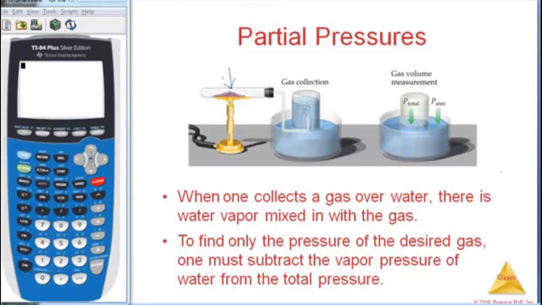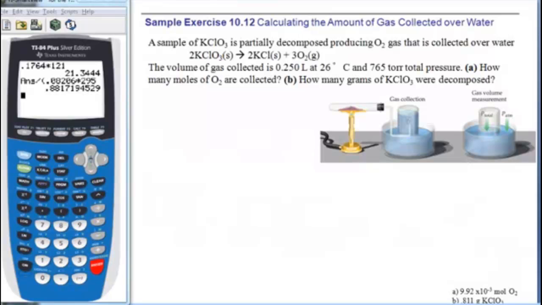Okay, so to find the pressure of the desired gas, one must subtract the vapor pressure of the water from the total pressure. Alright, and we'll see how we do that. Okay, a sample of potassium chlorate is partially decomposed, producing oxygen gas that is collected over water. We're given the balanced equation. The volume of the gas collected is 0.25 liters at 26 degrees C and 765 torr. So how many moles of oxygen are collected and how many grams of KClO3 were decomposed?